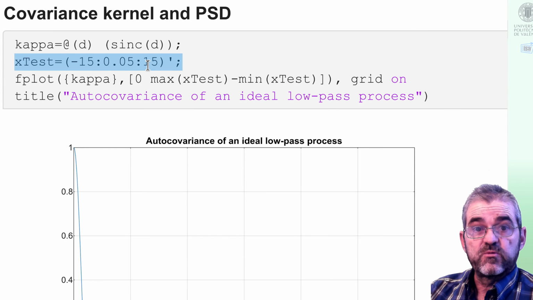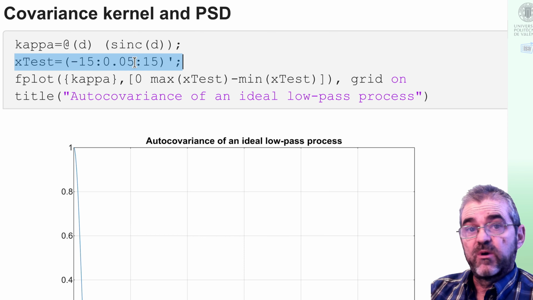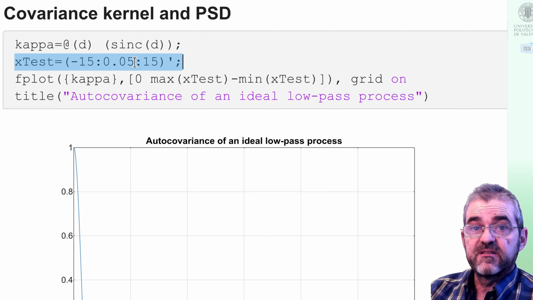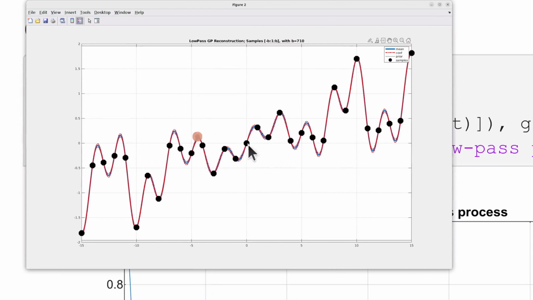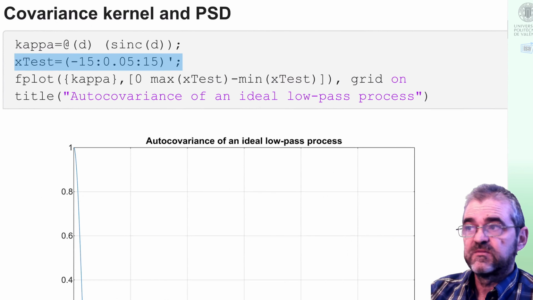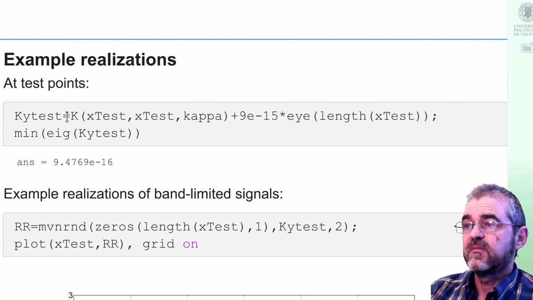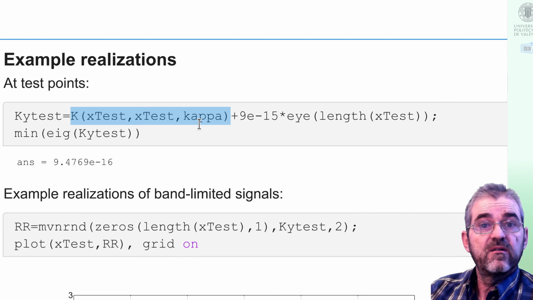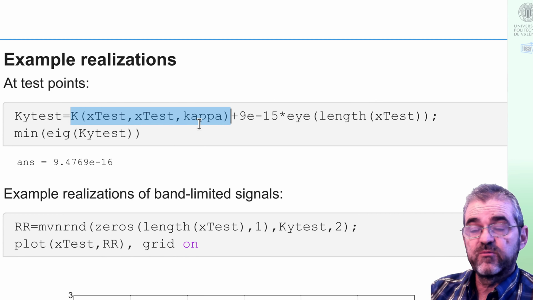And well, as we wish to interpolate between samples, our test points will be discretized with a 20 times finer grid than that from the samples, in order to see how the intersample interpolation behaves. So with these test points, I evaluate the covariance with the sinc formula for all possible pairs.